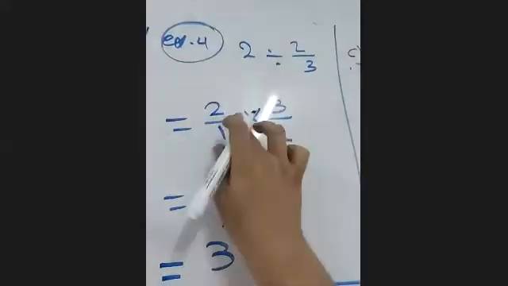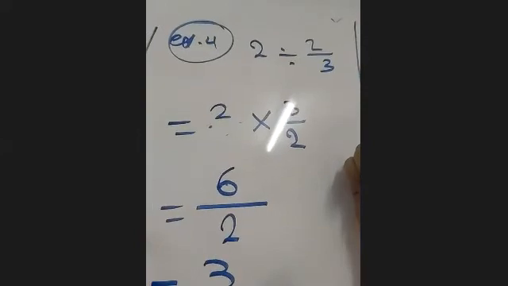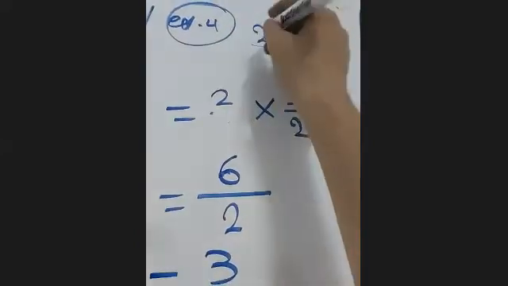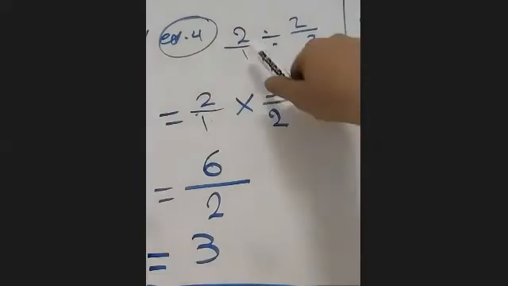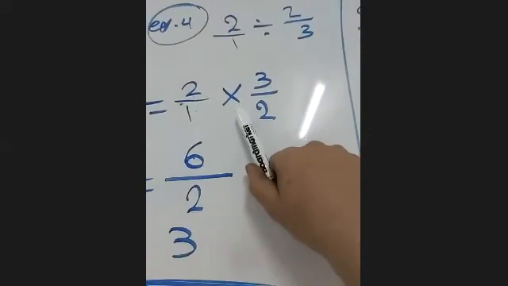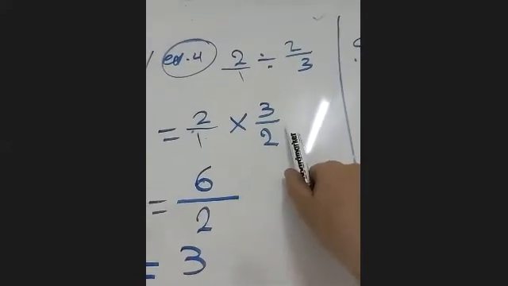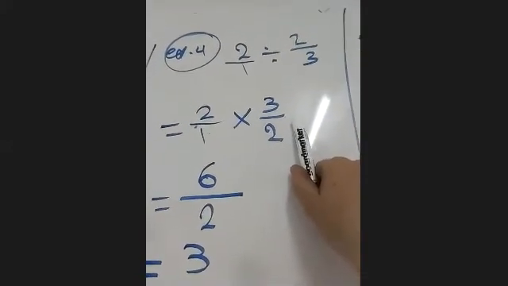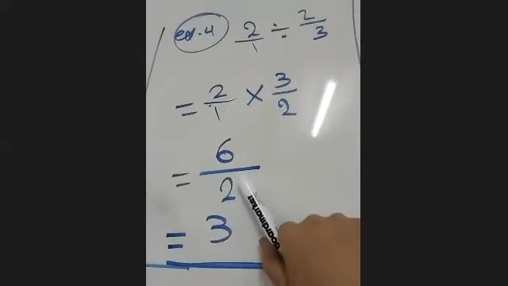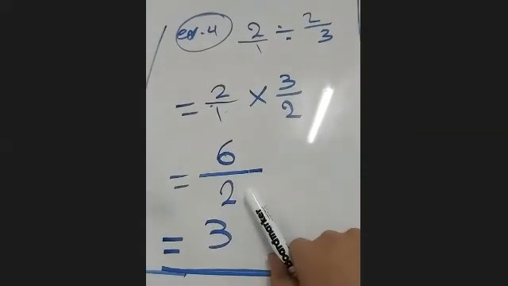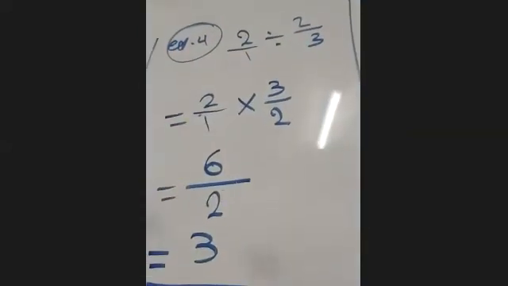Apply it here now. It was 2 divided by 2 over 3. We make this fraction how? By putting 2 over 1. Good. It stays the same, right? The division becomes multiply, and the second fraction we flip, the reciprocal. Then we do normal multiply. 2 by 3, 6. 1 by 2, 2. Now how much is 6 over 2? 3. Got it? Yeah.